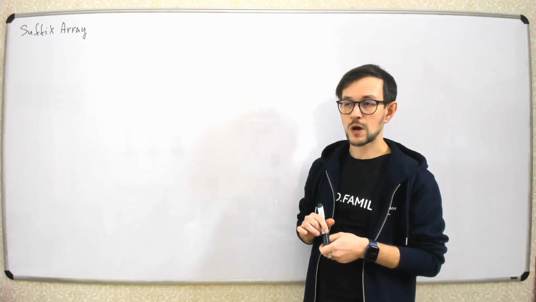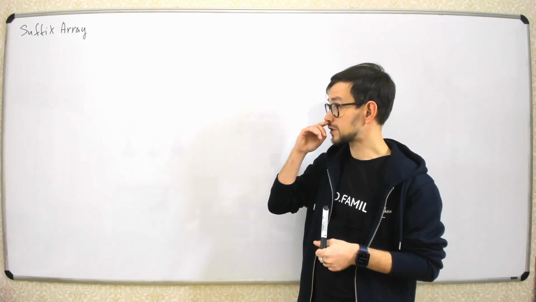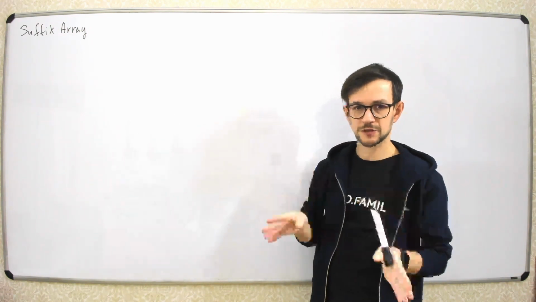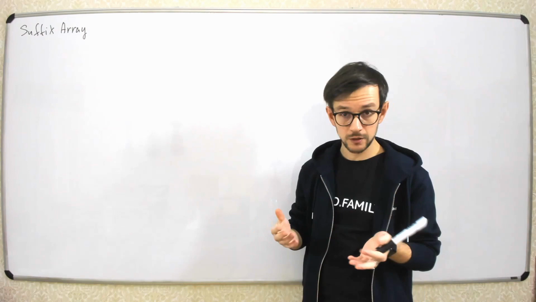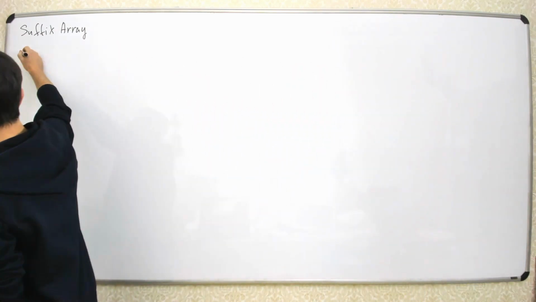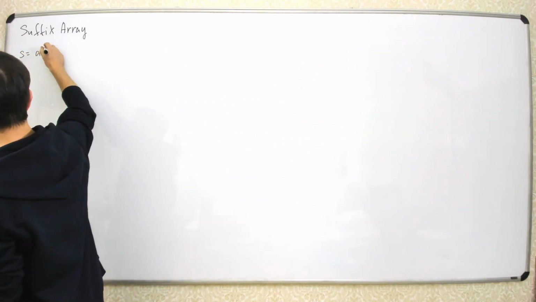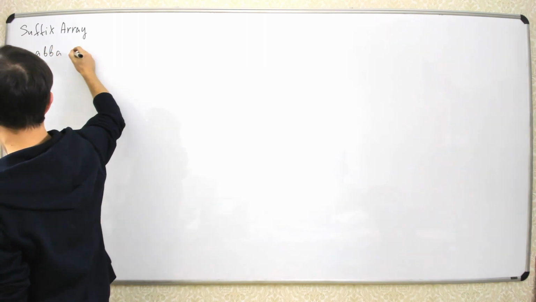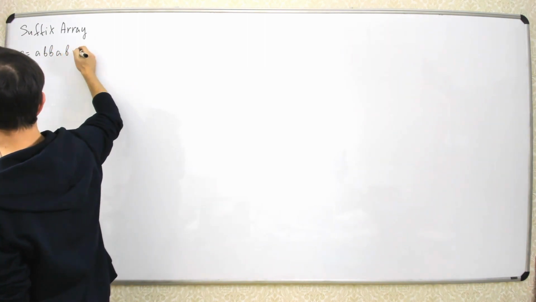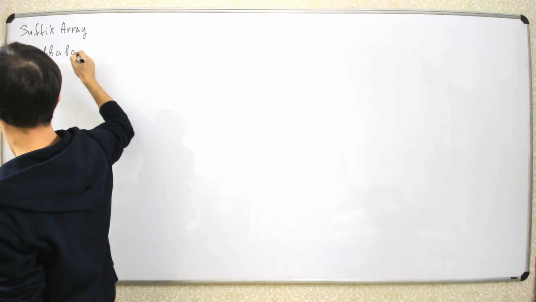So what is suffix array and why do you want to use suffix array? Suffix array is a very simple data structure. You have some string. Let's say you have some string, A, B, B, A, B, A, something like that.